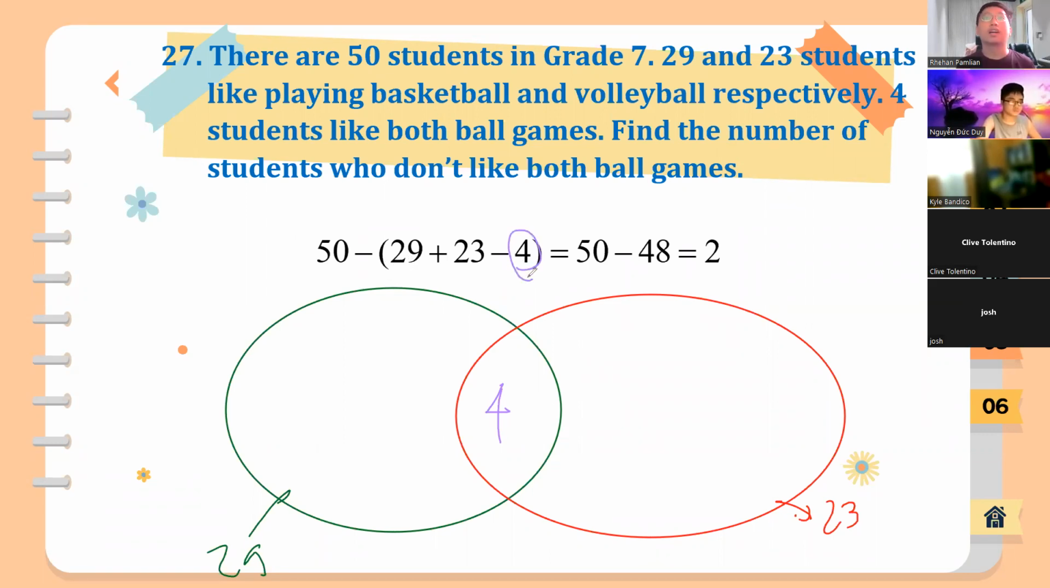Why do we have 4? Yep, this is set theory, correct? That's right, Jan. You need to subtract the intersection there, because that's the common part of them. So 50 minus 48 is 2. So there's a finite number of students who don't like either of them. There are 2 outliers here who don't like basketball or volleyball. So basically, to get the number, you do 50 minus (29 plus 23 minus 4).